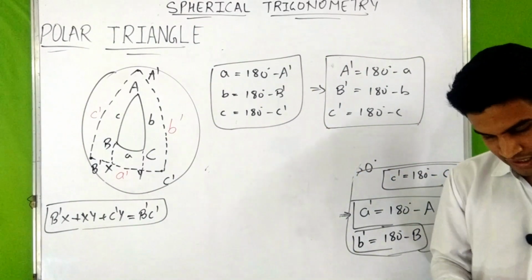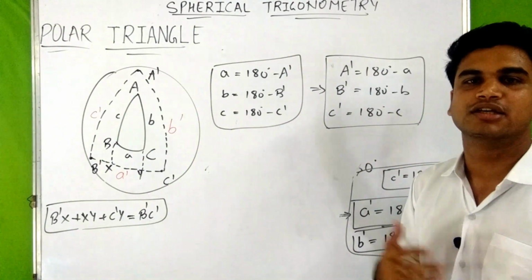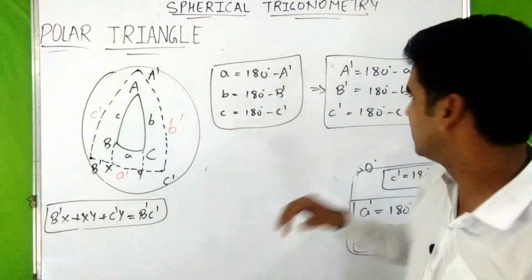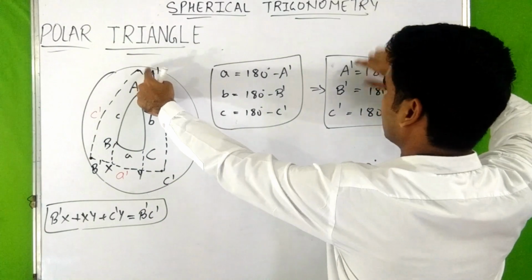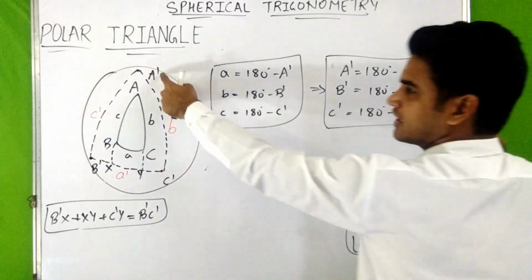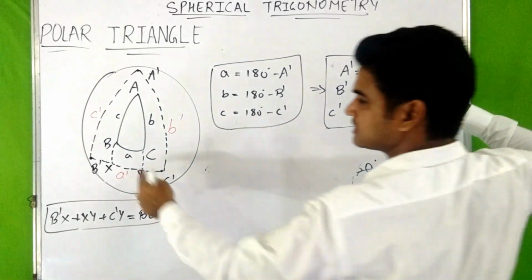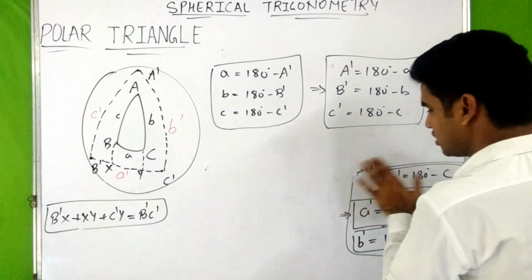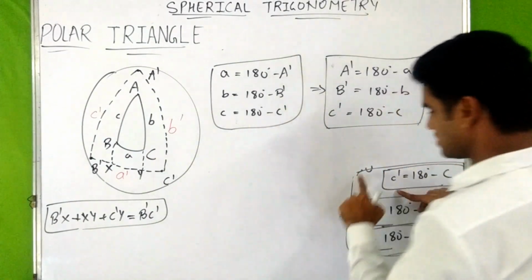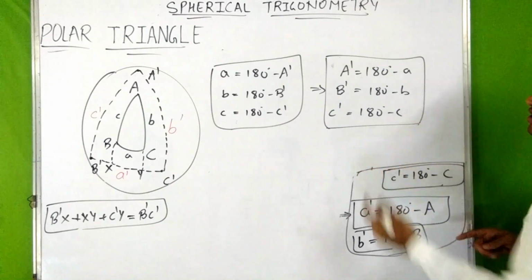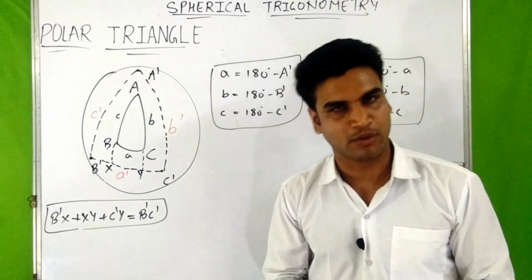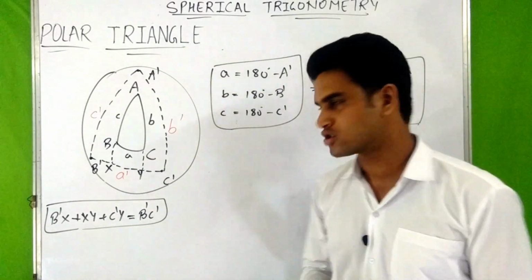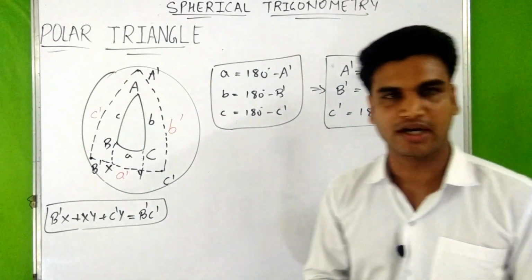That statement states that the angle of a polar triangle is supplement of the corresponding side of its primitive triangle. So here we can see that the angle of a polar triangle, capital A dash, is supplement of the corresponding side of its primitive triangle. So the equations we proved are these and these. Now we will use these equations for solving numericals of polar triangle. So these are the equations of polar triangle. Now let's see some numericals based on these equations.